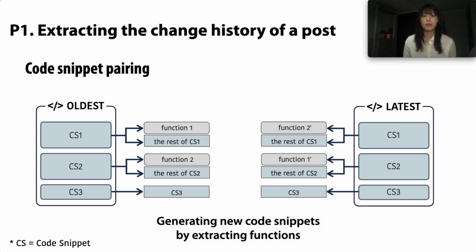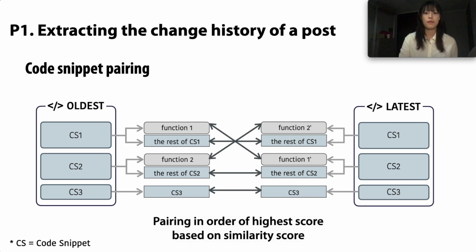To resolve this problem, Dicos proceeds with the code snippet pairing process. First, from every code snippet in the post, Dicos extracts all functions and cleaves them. After cleaving them, Dicos measures the similarity score between the oldest and the latest code snippets and pairs in order of highest score. As a result, Dicos can extract accurate code diffs through this pairing process.